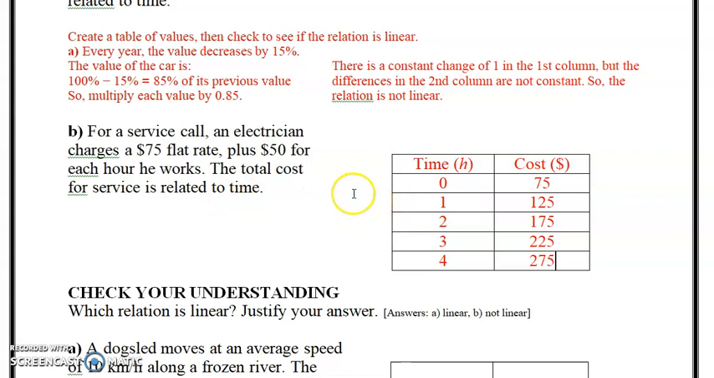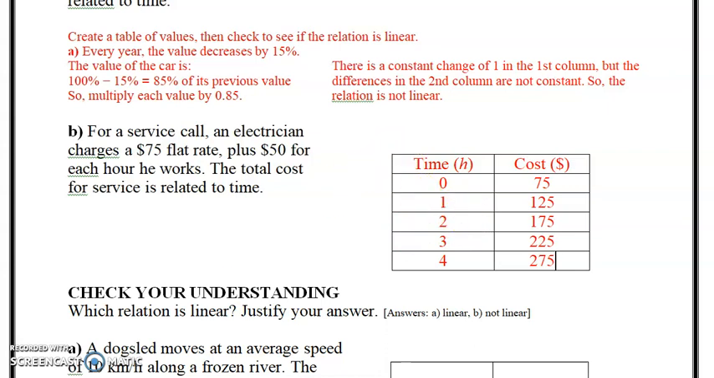All right. So obviously the time is increasing by a constant change of 1. The cost is also increasing at a constant change of 50, even though it started at 75. Every cost after that is adding up by 50. So this is indeed a linear relation we have here.